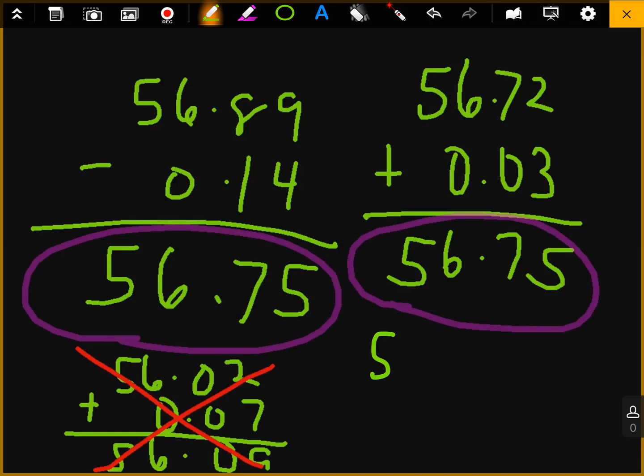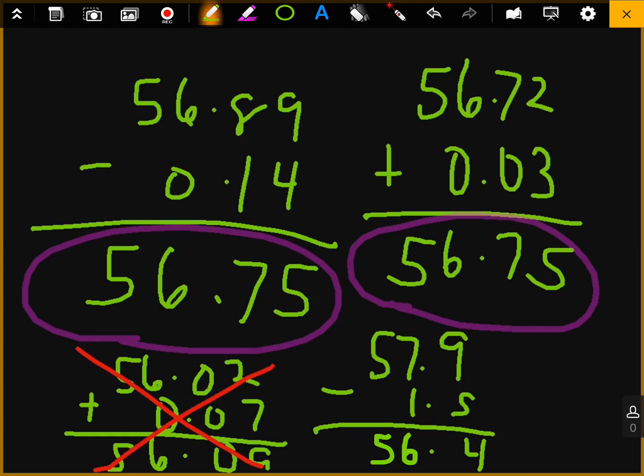And D is 57.9 minus 1.5. Okay. Well, 9 minus 5 is 4. Bring down your decimal. 7 minus 1 is 6. 5 minus 0 is 5. 56.4. That definitely is not it. Okay? So it's definitely not going to be this one either. Oh, sorry, I keep doing that. Okay? And you could tell that right away, too, because you know that there's a decimal in this spot and there's no decimal over here. See, it's empty. Okay? All right, that's number 4.